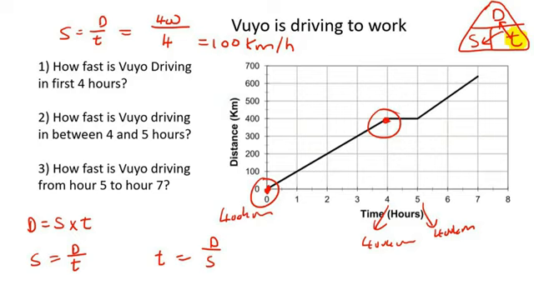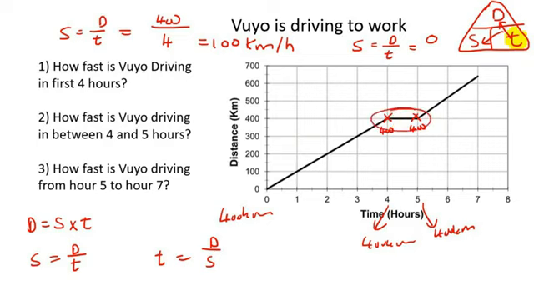The second one: how fast is Vuyo driving between 4 and 5 hours? I did tell you that Vuyo isn't moving here, but let me try to prove it to you. From 4 to 5, look at the distance. It's 400 here and it's 400 here. So the total distance that Vuyo drives in that time is 0, because the distance does not change. It goes from 400 to 400, so that's 0. Using the formula, speed is equal to distance over time, your distance from 4 hours to 5 hours is 0. Some of you might say, but the distance is 400. No, it's not. It was 400 at 4 hours, but it's still 400 at 5 hours.